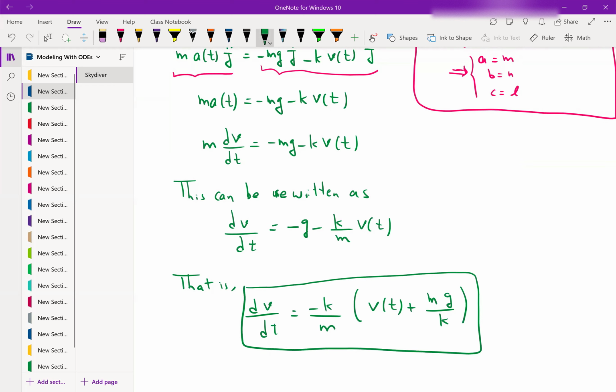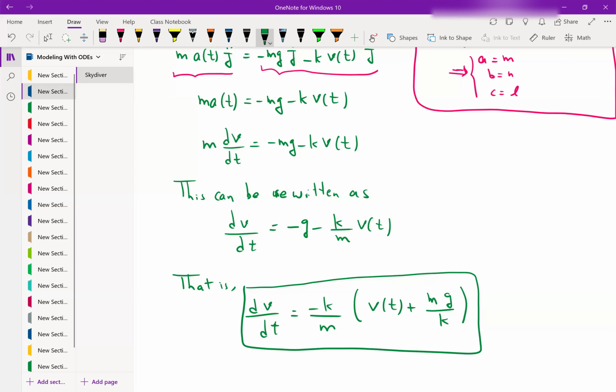By solving this first-order ODE, you will know what v(t) is. Of course, when we solve this first-order ODE, we will have infinitely many solutions. We have to apply our initial condition in order to select one solution among all the infinitely many solutions of this equation. And we know what the initial condition is.